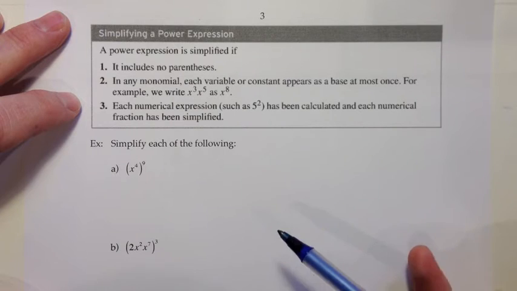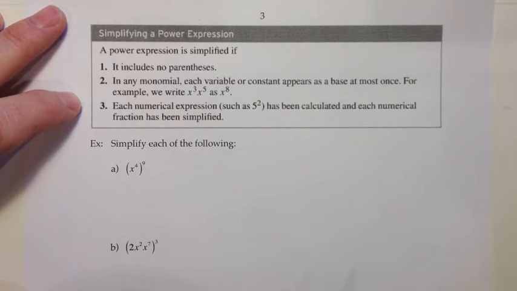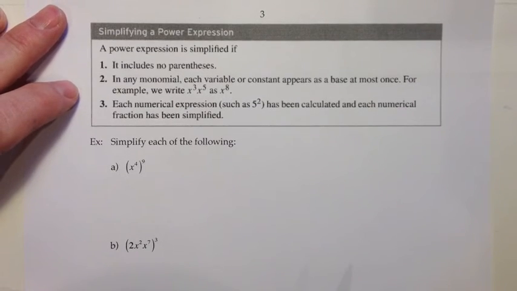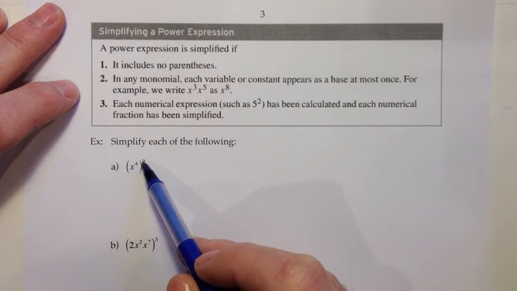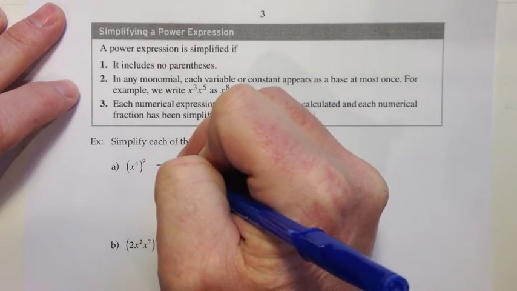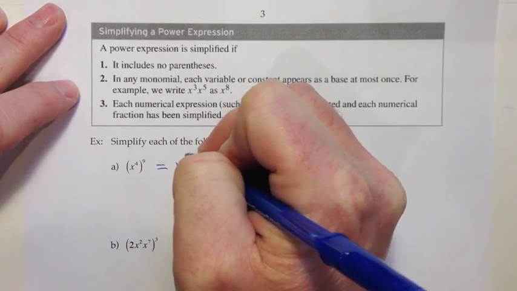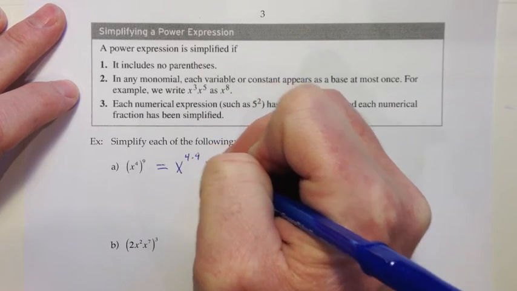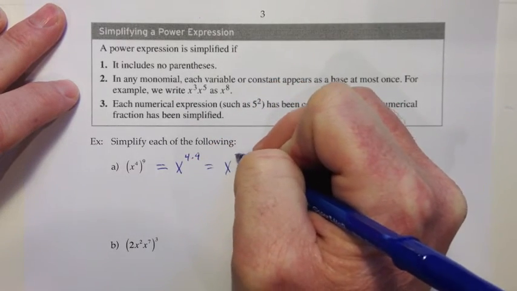So simplify each of the following, and the first one, part A, we have x to the fourth raised to the ninth. So this is one power raised to another power, so we use the power to a power rule, which says to multiply. So this should be x to the 4 times 9, or x to the 36.